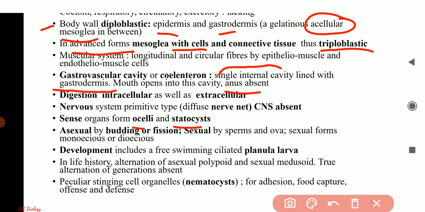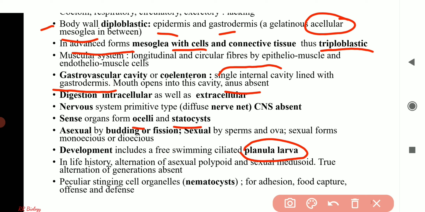And if we talk about the development in these coelenterates, a very important point is the formation of a larval form which is called a planula larva. So can I ask you, if development includes some larval form, then this development is called what? Indirect development or direct development? If you know, just comment.